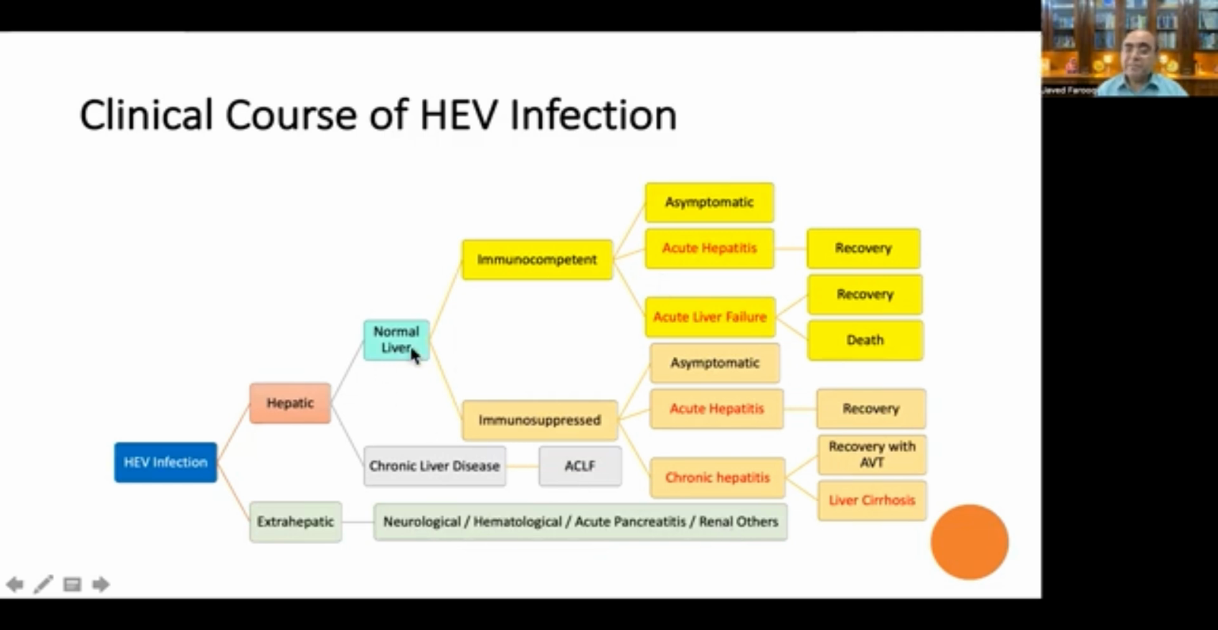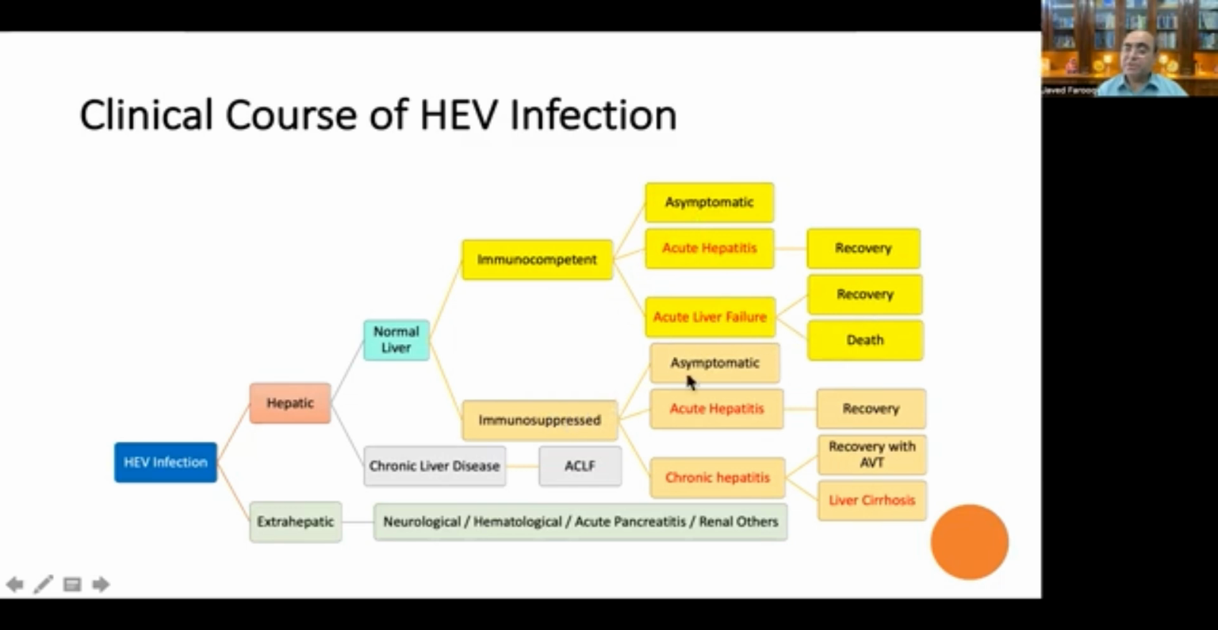So I'll stop here. Just to summarize, in hepatitis E virus infection, the clinical course may be hepatic or extrahepatic. And the hepatic course depends upon whether the liver is normal or has chronic liver disease. If it's chronic liver disease, most of these patients can develop acute on chronic liver failure, while in normal liver, depending upon whether the patient is immunocompetent or immunosuppressed, the course may be different. Like in an immunocompetent patient, the patient may remain asymptomatic, may develop acute hepatitis with recovery, or acute liver failure with death, or even recovery.